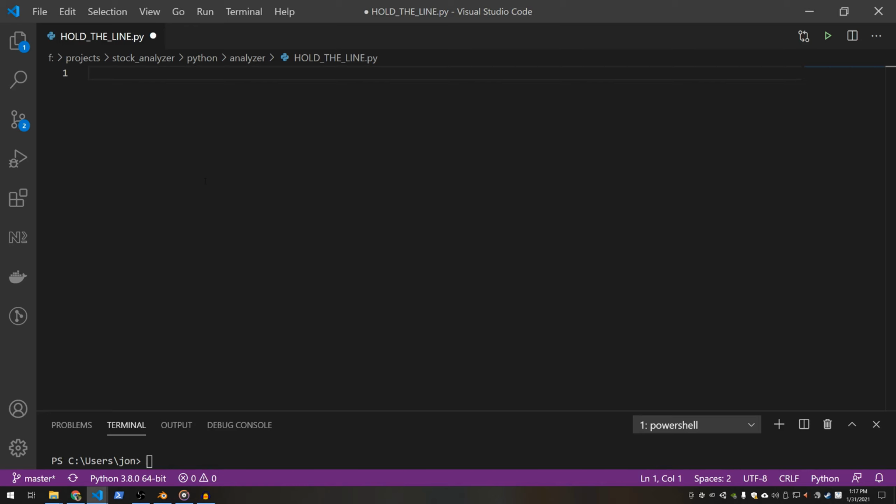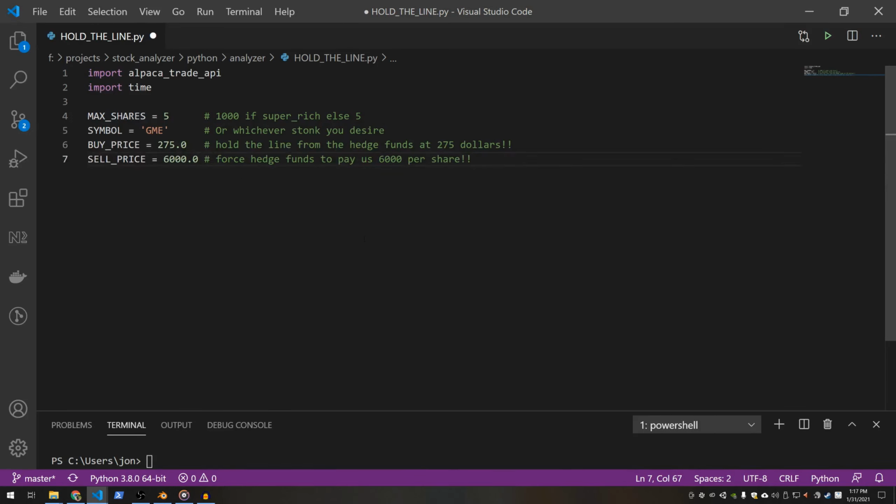So let's create our program. Import the Alpaca Trade API and also import time because we're going to be doing a little sleeping. We can define some parameters here, which I'll just copy over. You probably want to set some maximum amount of shares, and we'll also define our symbol and our buy and sell price.